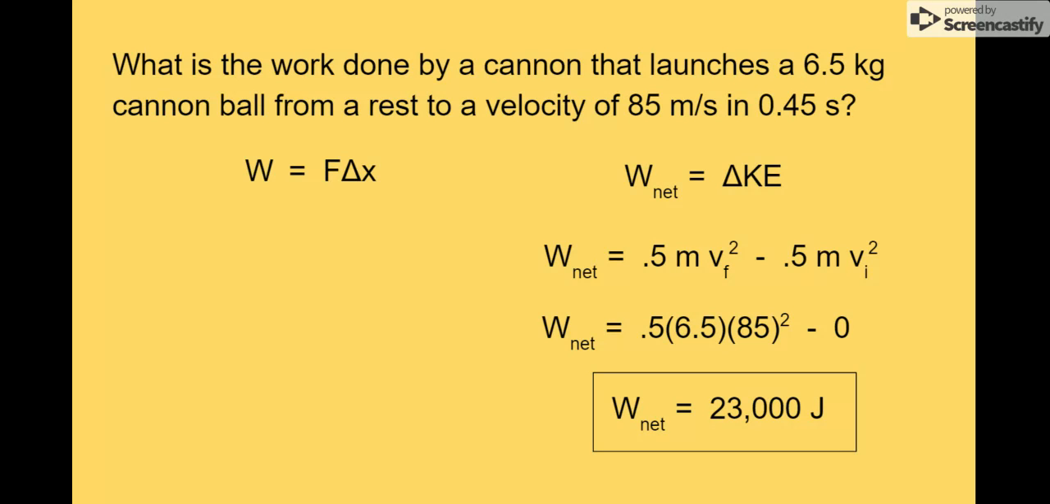If you wanted to, just for fun, you could work that all out and you should get the exact same answer. You might notice that we were given the 0.45 seconds and never used it. But if you went through figuring out the distance using that and the acceleration, you would end up getting the exact same 23,000 joules. It's sort of cool that it works either way.